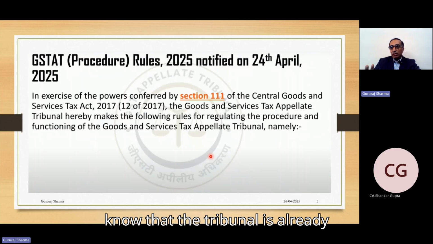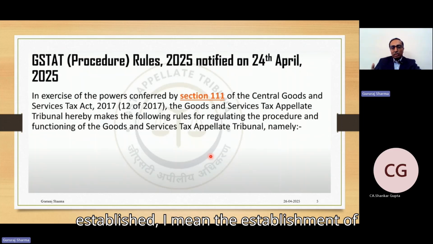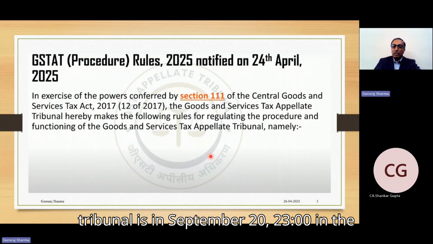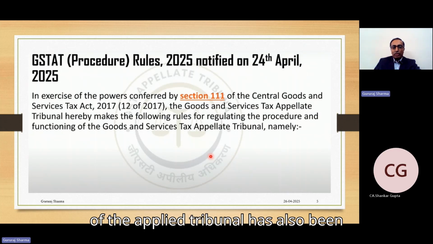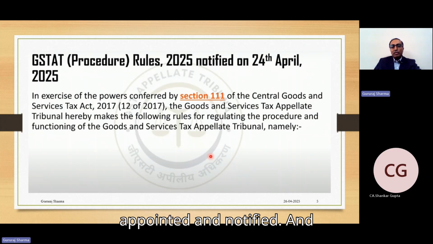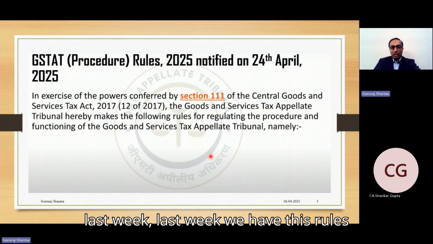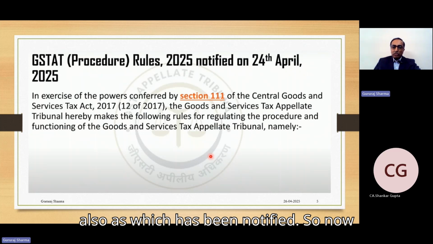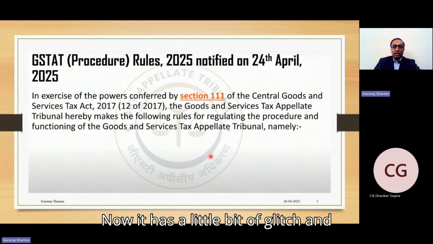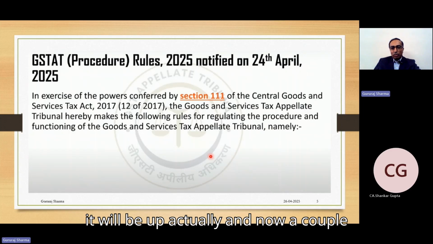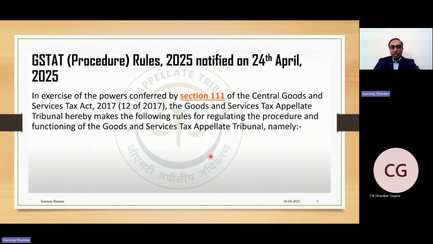As you know, the tribunal is already established. The establishment of the tribunal was notified in September 2023, and you also know that the president of the appellate tribunal has been appointed and notified. And now, last week, these rules have also been notified. The portal was also functioning. Now it has a little bit of a glitch, and it will be up again. A couple of features are not available right now. They may be available in a couple of days or weeks. Let's see.